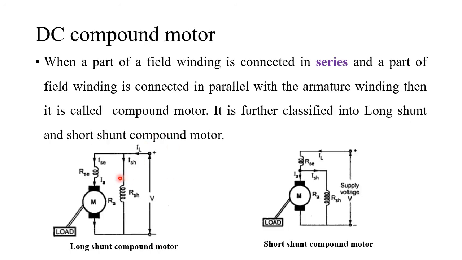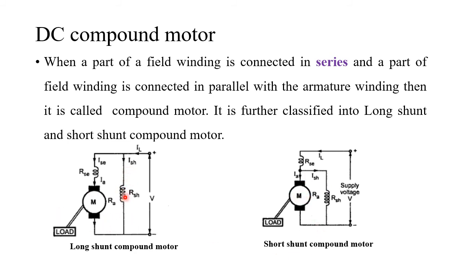Compound motor. Here you can see part of the field winding is connected in series with the armature, and part of the field winding is connected in parallel to the armature. Hence it is called compound winding. Further, it is classified into long shunt and short shunt. Long shunt means the connection will be like this. The shunt field winding is connected across the series combination of the armature and the series part of the field winding. If the shunt winding is connected in parallel only to the armature, then it is called a short shunt. Here it is called a long shunt.